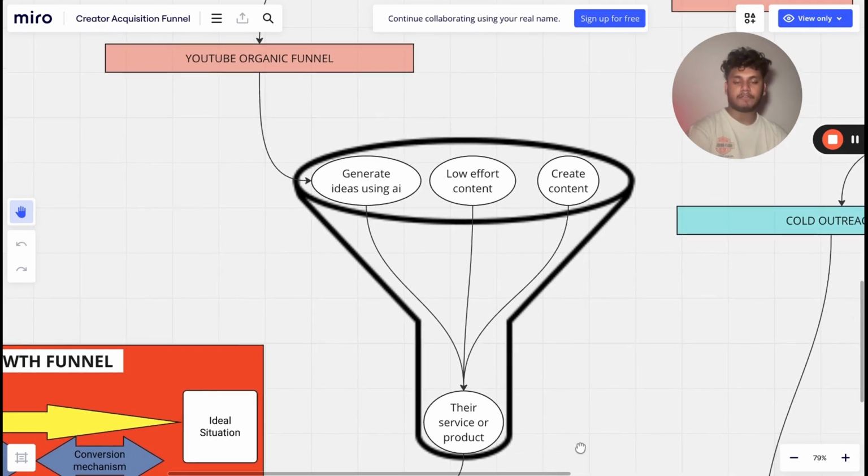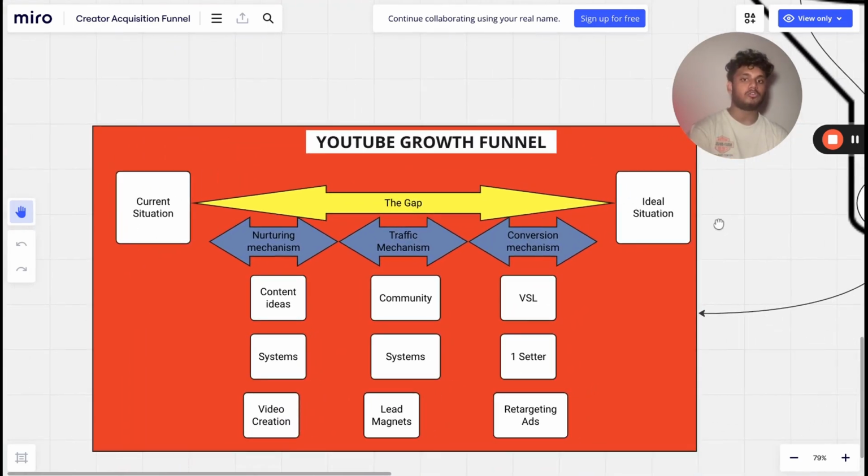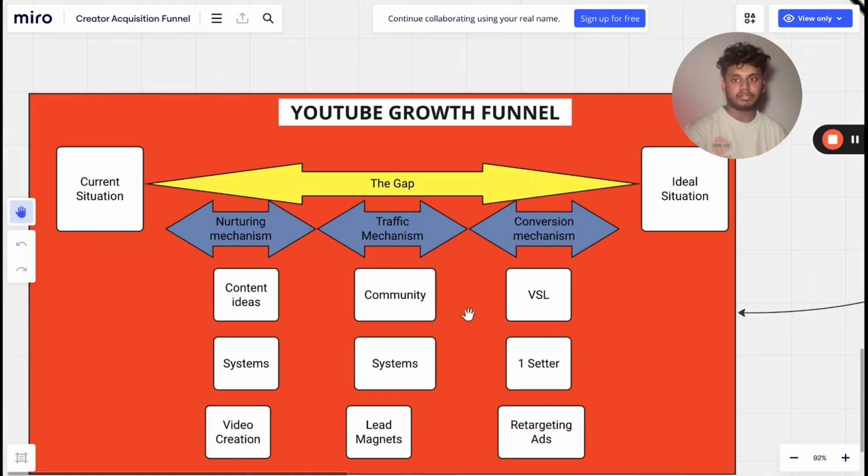This is the basic overview, but if we go into detail, this is how you need to create your whole funnel so that you can attract clients from creating content on YouTube and eventually make them buy your products or services. If you want to get from your current situation to your ideal situation, in your YouTube funnel you need these three things: a nurturing mechanism, a traffic mechanism, and a conversion mechanism.